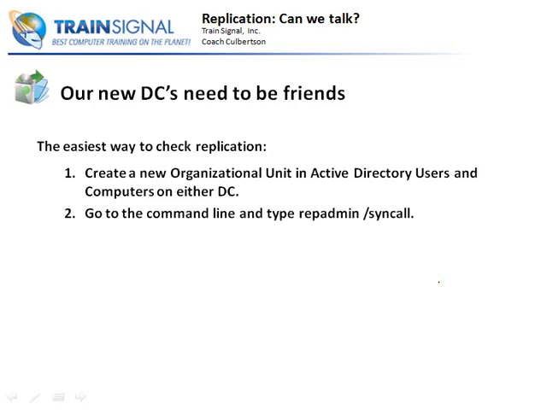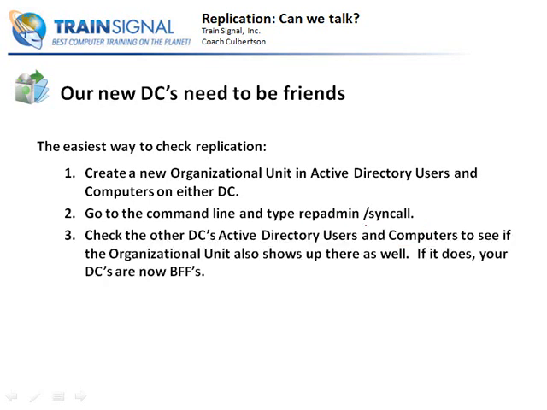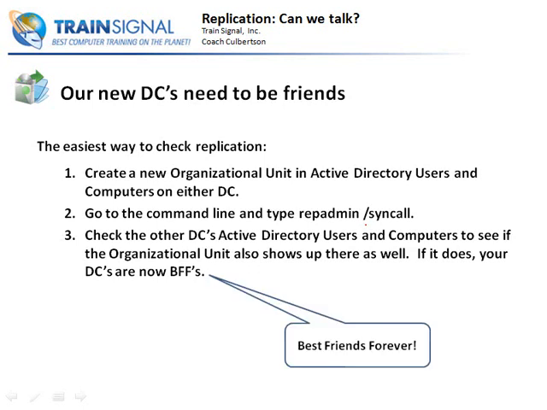Then we need to go to the command line and we're going to type a very simple command, repadmin /syncall. And repadmin, just so you know, stands for replication administration. And syncall means sync all. It takes all your domain controllers and synchronizes their databases. Then, once you've done that on one domain controller, you bounce on over to the other domain controller. You take a look in Active Directory Users and Computers to see if that OU has shown up over there. If it does, that really means that your two domain controllers are talking, and they're now BFFs. And if you're not familiar with TeamSpeak, BFF stands for Best Friends Forever.